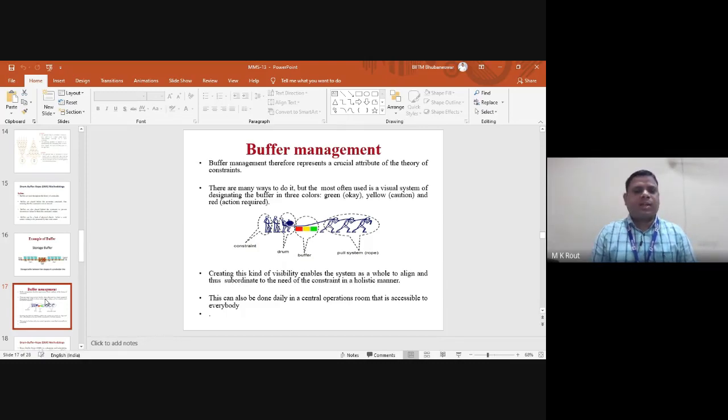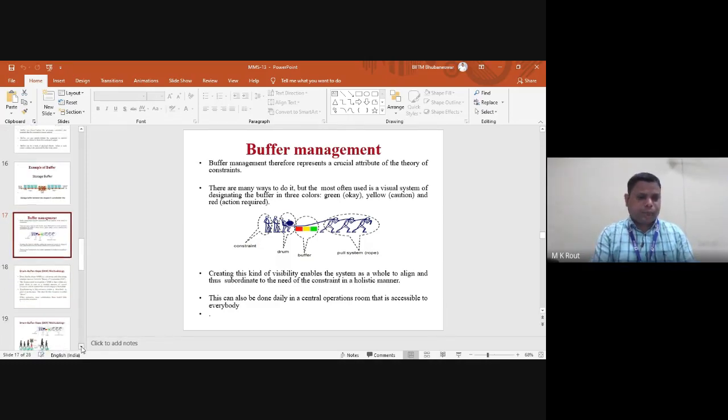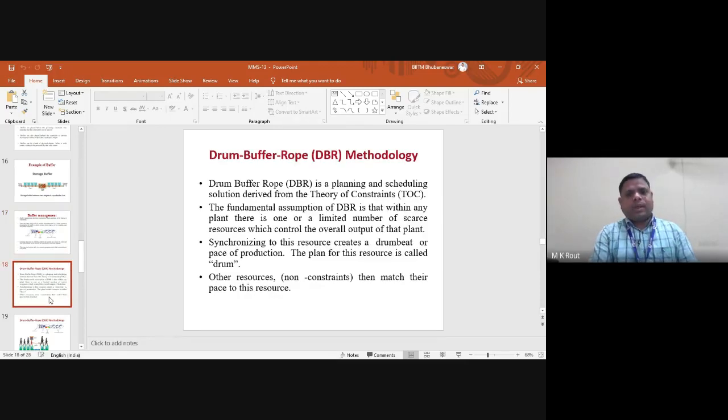You can easily eliminate the percentage of constraint from the manufacturing activities. The next part is that, in case of drum buffer methodology, the drum buffer rope is a planning and scheduling solution derived from the theory of constraints. And the fundamental assumption of drum buffer rope is that within any plant, there is one or a limited number of scarce resources which control the overall output of the plant.